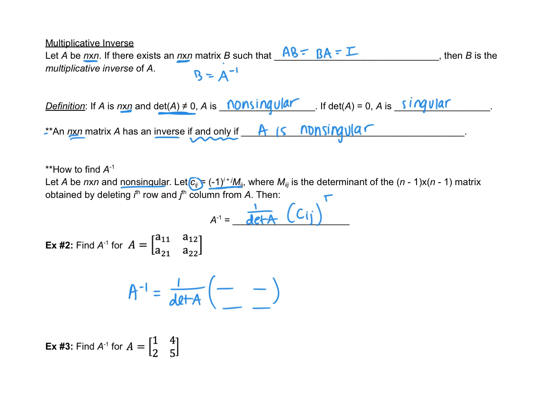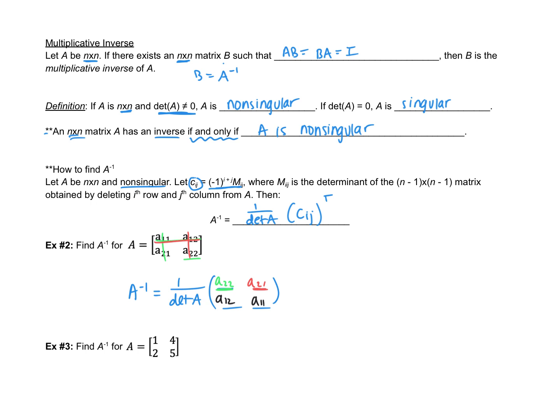Okay, so here's the idea. For this first element, I'm going to delete the first row and the first column, and what I'm left with is A of 2, 2. That goes there. For this second element, I'm going to delete that row, that column. So what's left is A of 2, 1. Likewise, I would end up with A of 1, 2, and A of 1, 1.